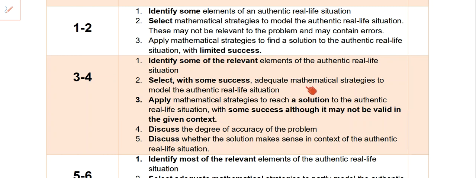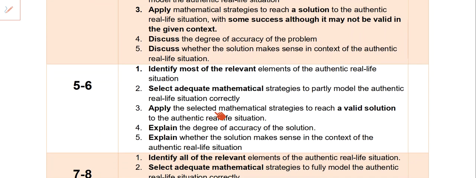Select with some success a mathematical strategy. So if you were not able to come up with a model at all, you haven't even reached that criteria. To get the 5 to 6, it's got to be a valid solution, okay? And that really means, in this case, it should be correct. Yeah? So what would invalidate your model in this task?